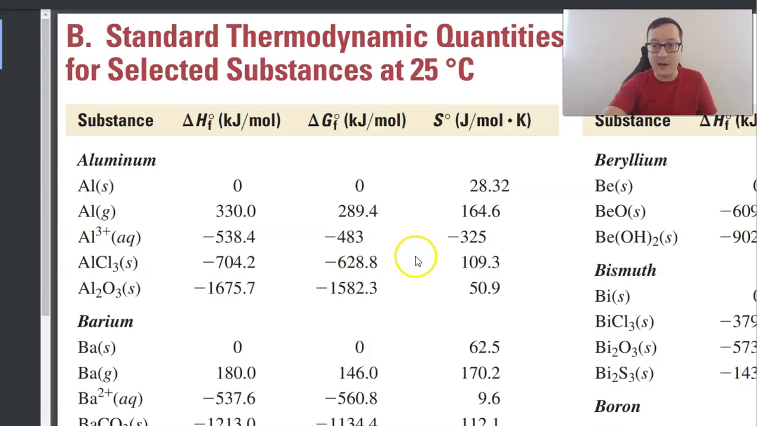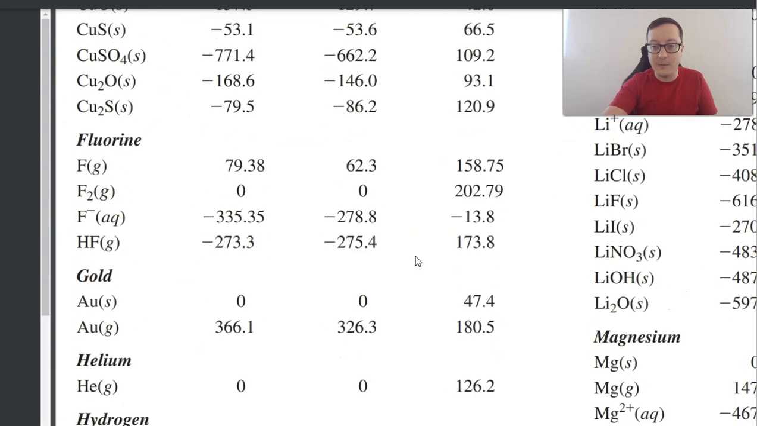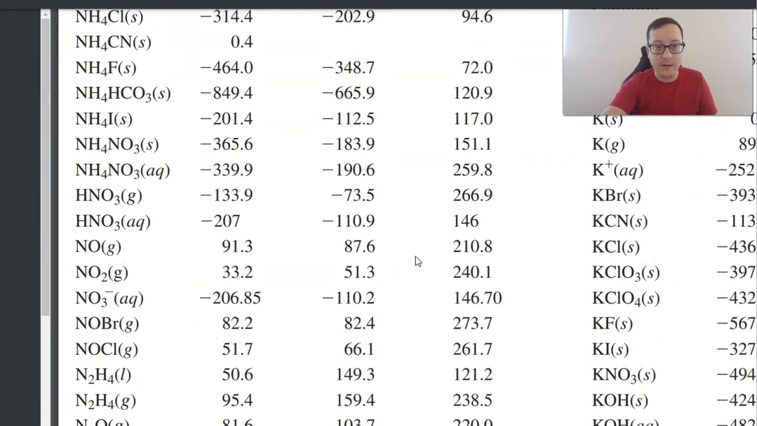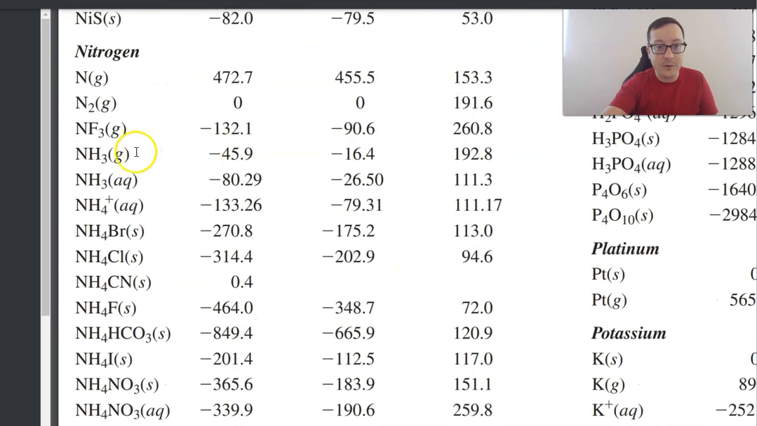So let's go ahead and find ammonia on this big old table. Here's nitrogen. Here is ammonia gas. Delta G is negative 16.4. I'm going to write that down. We'll use that value in just a second. Negative 16.4.